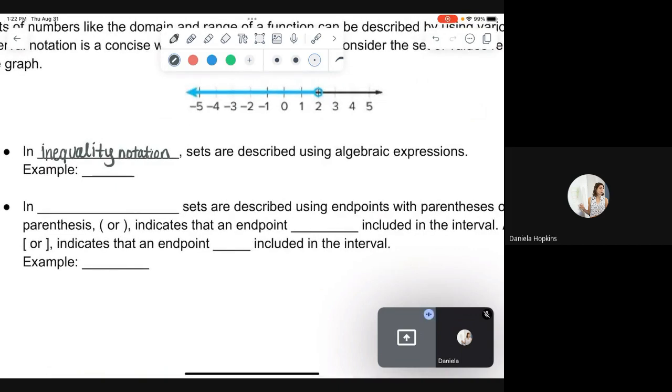So in this example up above, we have this open circle at 2. Do you remember, does open circle mean it's included or not included? Not included, so it's everything that's less than 2. So this would be written in the way we wrote it yesterday as x is less than 2. And it's not less than or equal to, it's just less than.